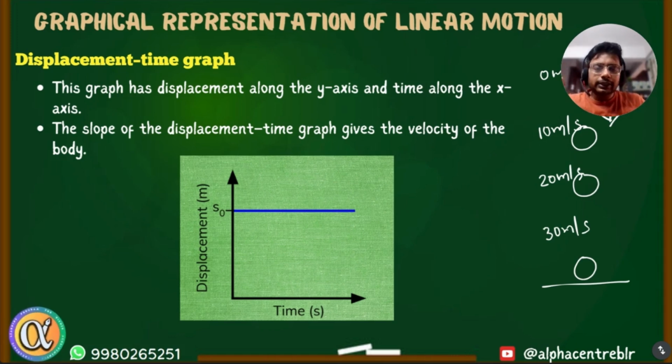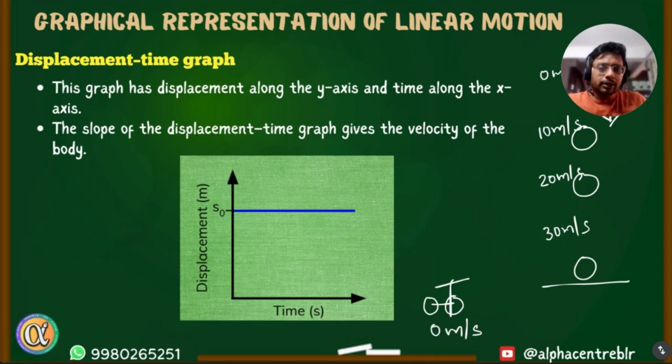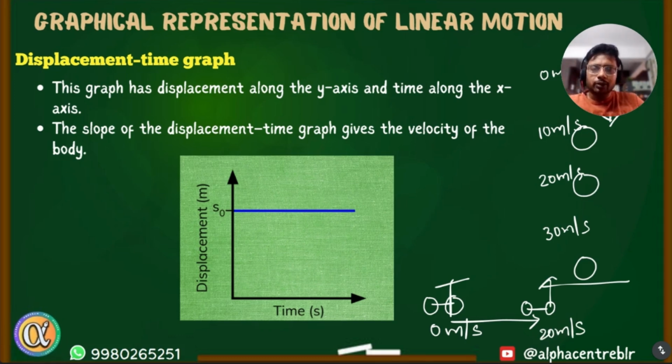Suppose there is a person driving a bicycle. Initially, when he starts from rest, his speed is 0 meter per second. For some time, he pedals hard and tries to achieve a speed of, let's say, 20 meter per second. During this time, the speed is undergoing change, there is an increase in speed. So again, we can say during this part of the journey, the body is accelerated.